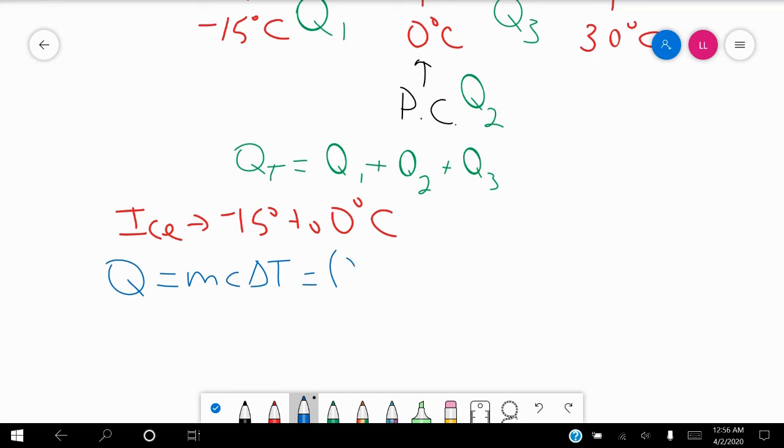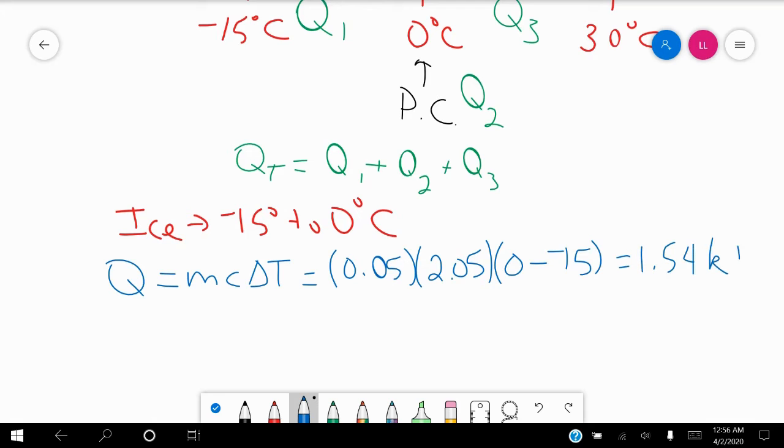So we have 0.05 kilograms. They give you the specific heat of ice is 2.05. And then we have a temperature change and we go final minus initial. So 0 degrees minus negative 15. And we find in this section we add 1.54 kilojoules.